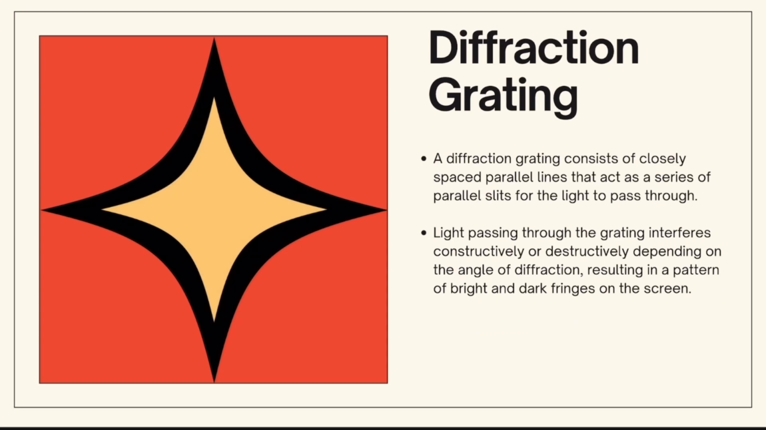Diffraction grating. A diffraction grating consists of closely spaced parallel lines that act as a series of parallel slits for the light to pass through. Light passing through the grating interferes constructively or destructively depending on the angle of diffraction.